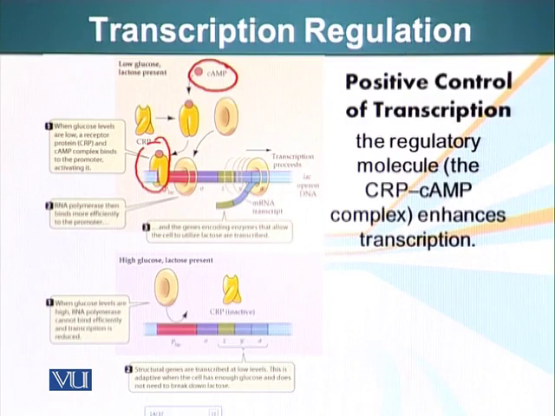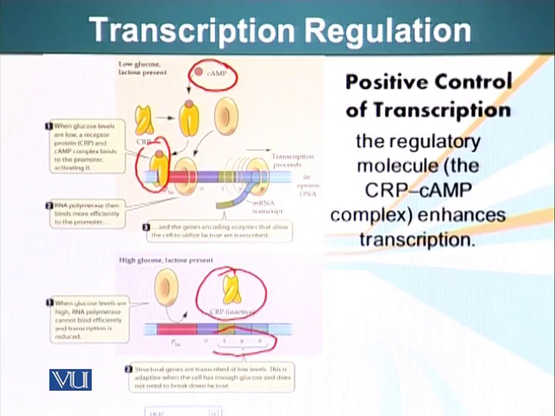What happens if the glucose is high is that CRP will not be able to bind the promoter. RNA polymerase will bind the lac operon promoter, but now the efficiency is very low. When the efficiency is very low, very few molecules of these structural genes will be produced. So when glucose is present, even if lactose is available, very few structural genes will be transcribed and translated, which play a role in the metabolism of lactose.